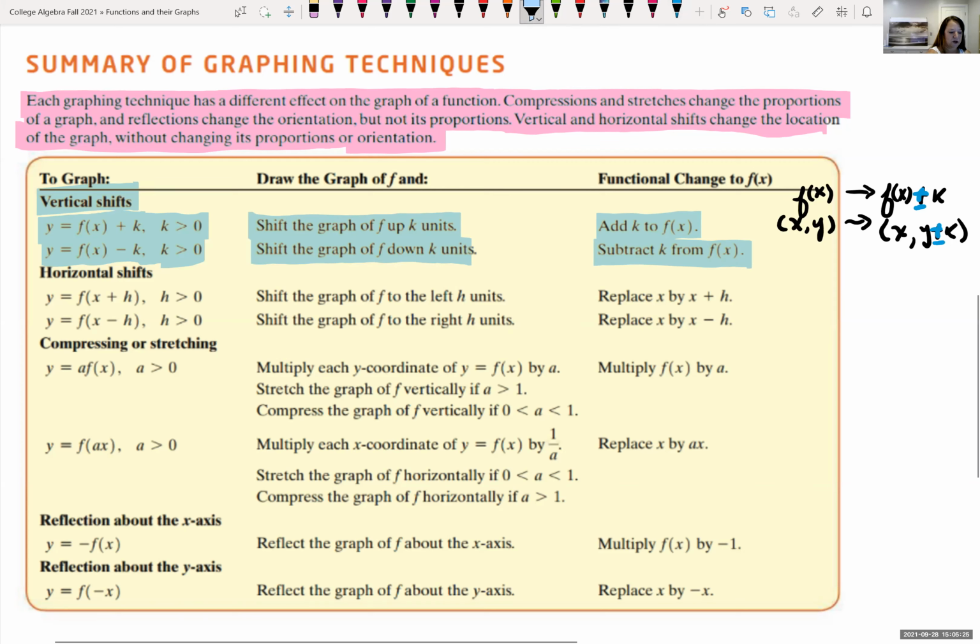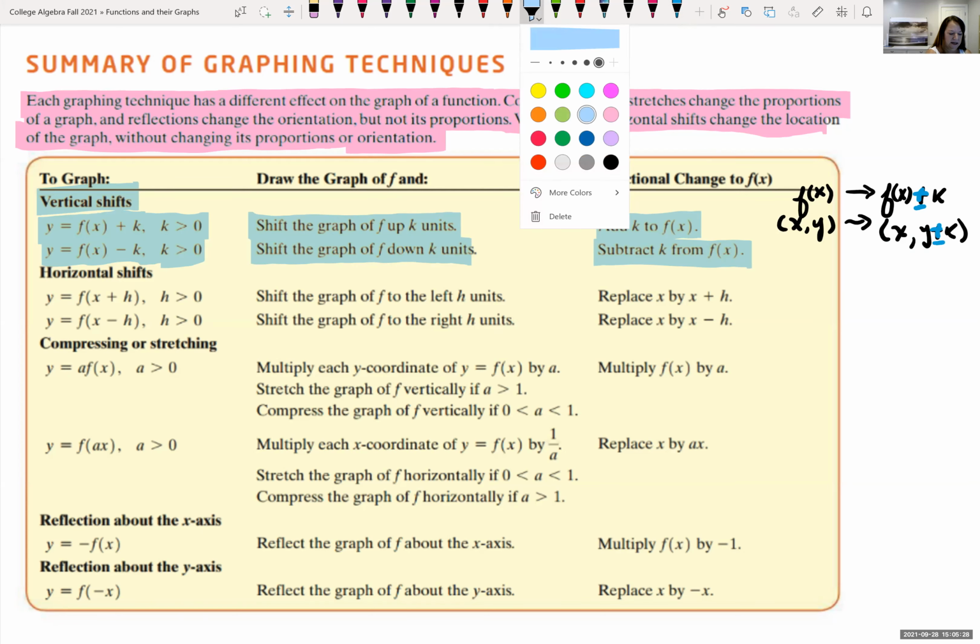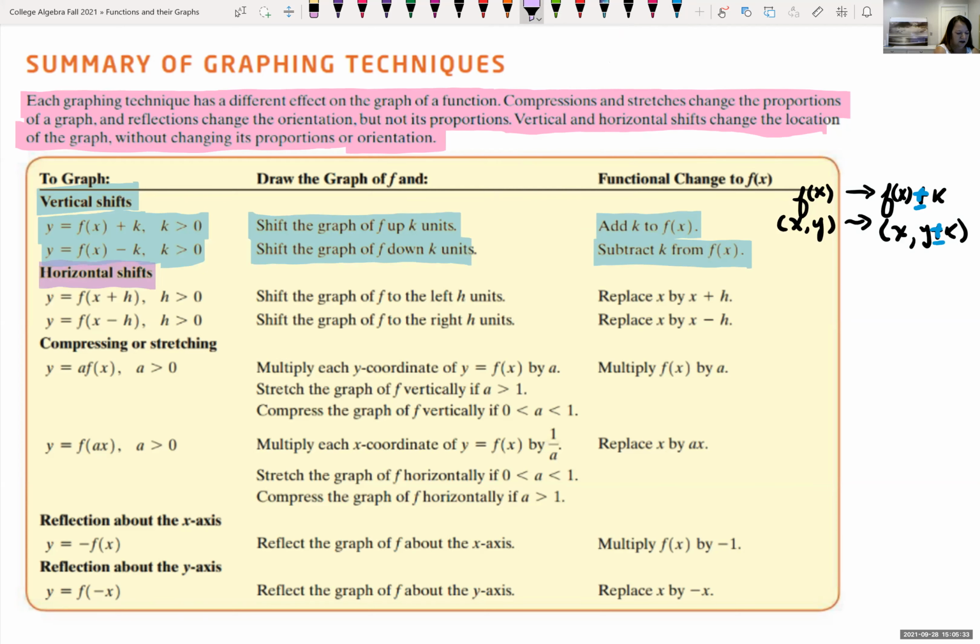If we add or subtract the constant inside, then it's going to be a horizontal shift. So y equals f of x plus h, where h is greater than 0. This shifts the graph of f to the left h units. We replace x by x plus h. If we have y equals f of x minus h, again, our h value is greater than 0, then this shifts the graph of f to the right h units. Replace x by x minus h.